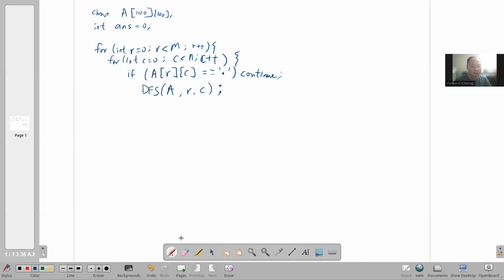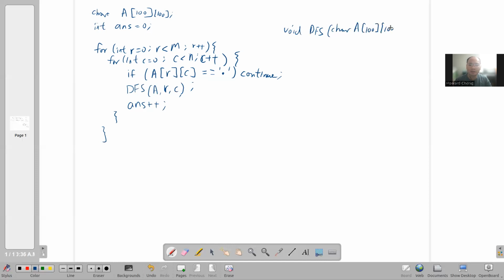Why am I indenting this? I shouldn't be indenting this. The DFS A, R, and C. And then I'm just going to say answer plus plus because I have processed one more amoeba. And then at the end, I just print out the answer. So then the question is, how do I write this DFS? So void DFS. I guess I need character A, 100, 1.